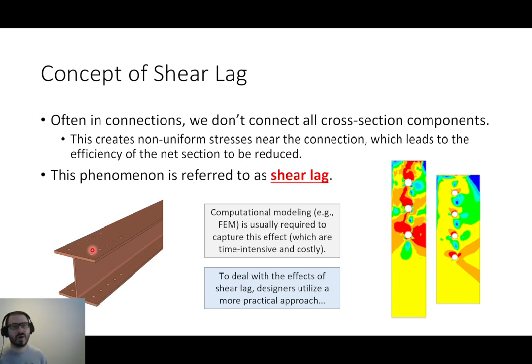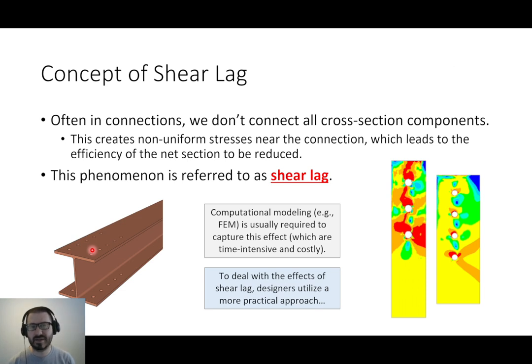Now what that does is it creates a non-uniform stress region around the connection. In other words, if I'm yanking on this tension member, if I'm yanking on this W shape, I'm not yanking on the whole W shape, just the flanges. The flanges are the first component in that cross section to see the load. As you travel along the body of the member, it takes a while for those stresses to sort of catch up and distribute along the tension member, right?